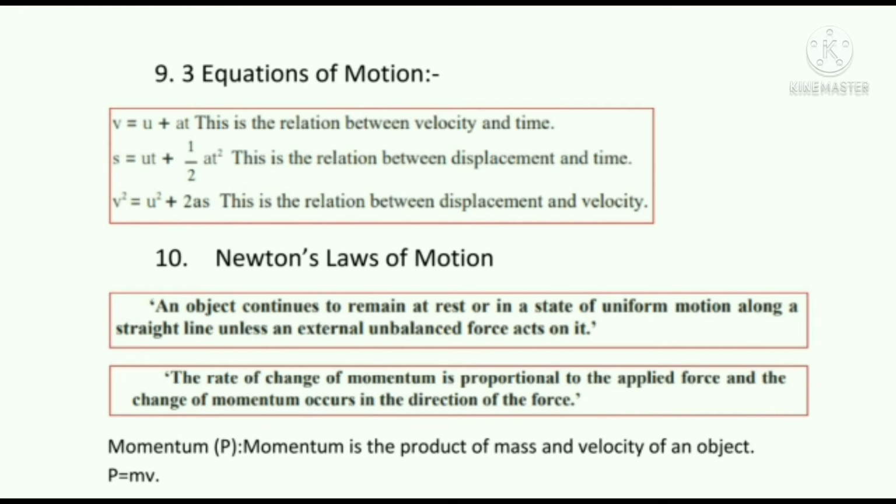Three equations of motion. Number 1. v = u + at. This is the relation between velocity and time. Number 2. s = ut + ½at². It's the relation between displacement and time. And number 3. v² = u² + 2as. This is the relation between displacement and velocity.